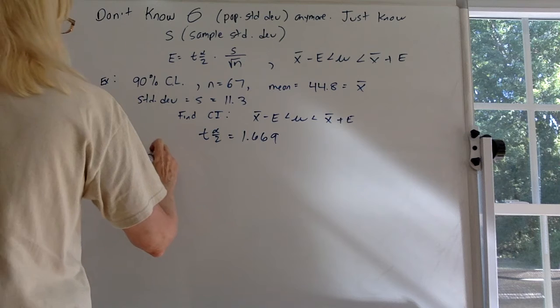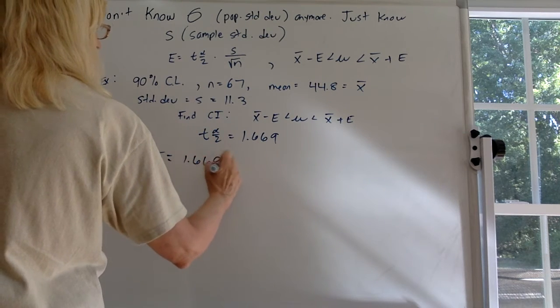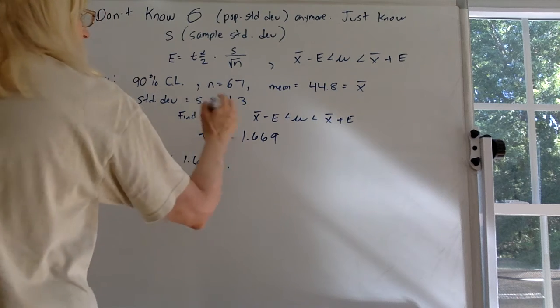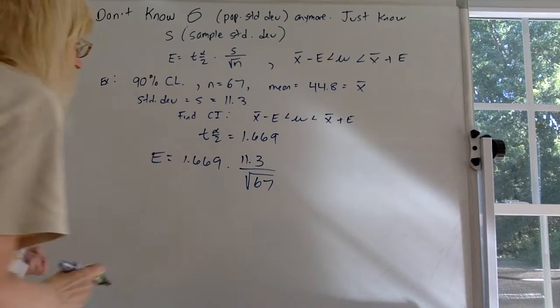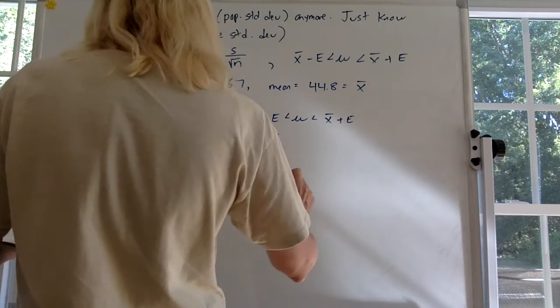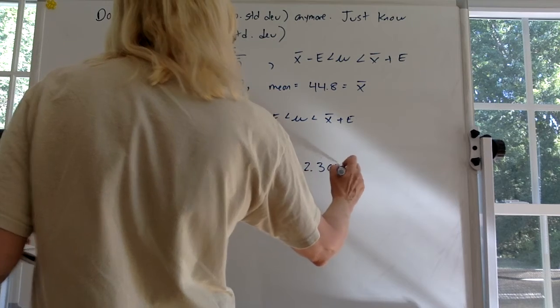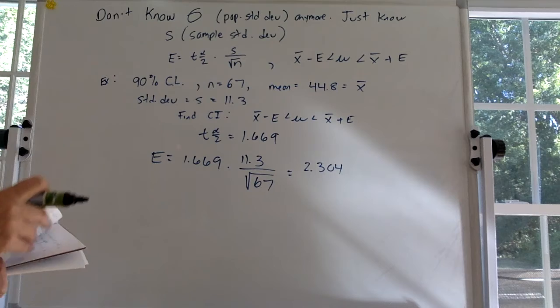So let's figure out the E then. The E is equal to that 1.669 times s, which they gave us, is 11.3, over the square root of n, which is the square root of 67. So when I did that on my calculator, I got 2.304. Okay? So then this is just like all the other problems we've been doing all along.